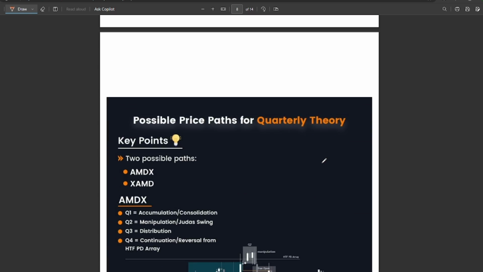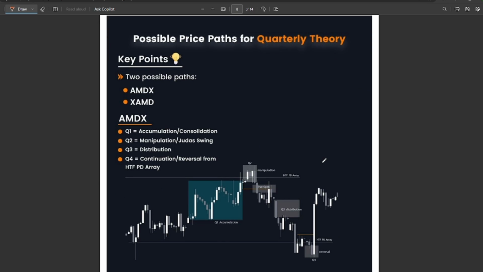So let's come on to the possible paths for quarterly theory. Here we will see how Q1, Q2, Q3 and Q4 are used for different purposes and how we can use it in our actual trading. There are 2 possible paths for quarterly theory, AMDX and XAMD. We will be studying both in this lecture.